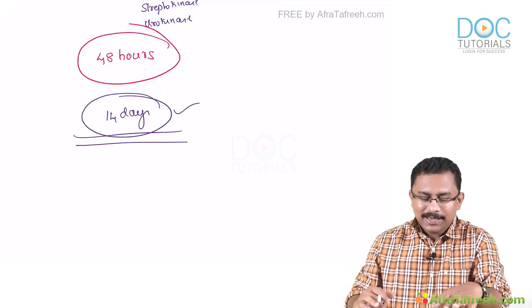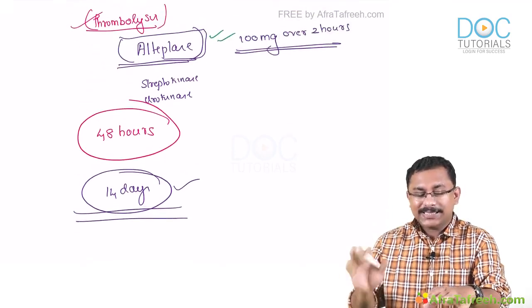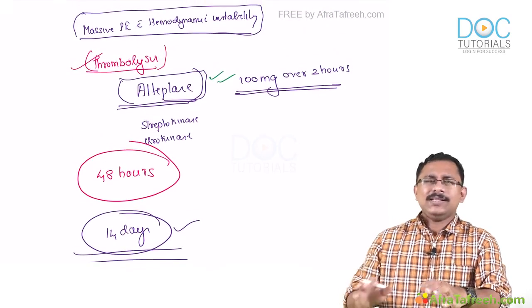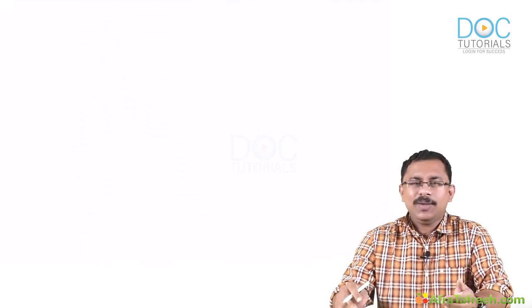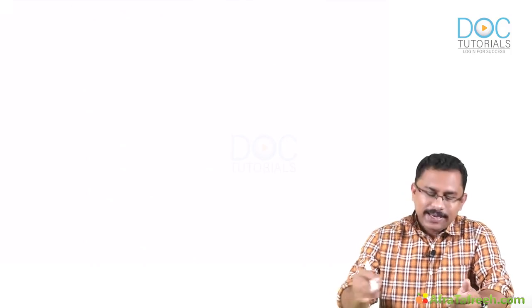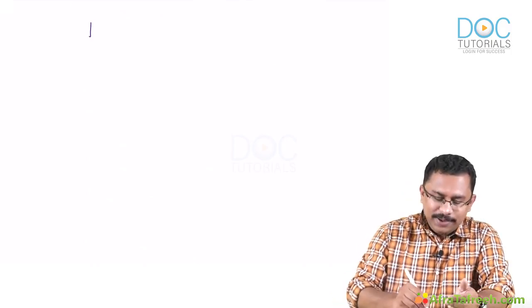So remember, this treatment is for your massive pulmonary embolism. Suppose you have a submassive pulmonary embolism and you are not having a hemodynamic compromise. In that scenario, you will have to go for anticoagulation.